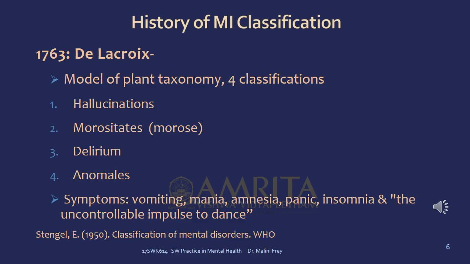In 1763, Delacroix was one of them. He had studied plant taxonomy and he followed that system and created four groups of mental disorders. And as you see here, they were hallucinations, morsatates, which is morose or depression, delirium, and anomalies. That means like anomalies, things that didn't fit in the other groups. Those were his four categories.